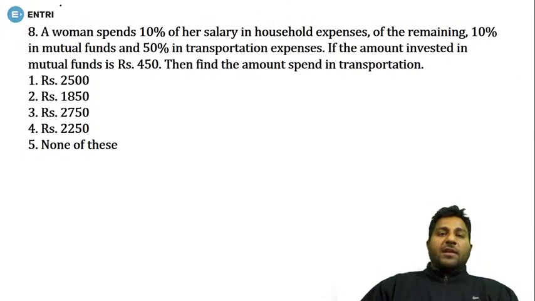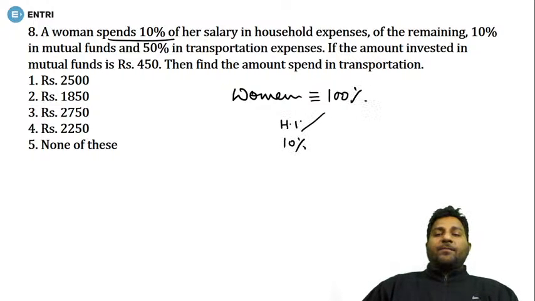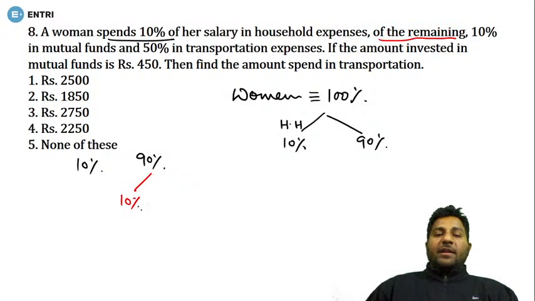Okay, the next question says a woman spends 10% of her salary on household. Let's say the woman had 100% salary, 10% household, so she is left with 90. Now what next? 10% in mutual funds, of the remaining, so again we are left with 90% of the remaining, and 50% in transportation.